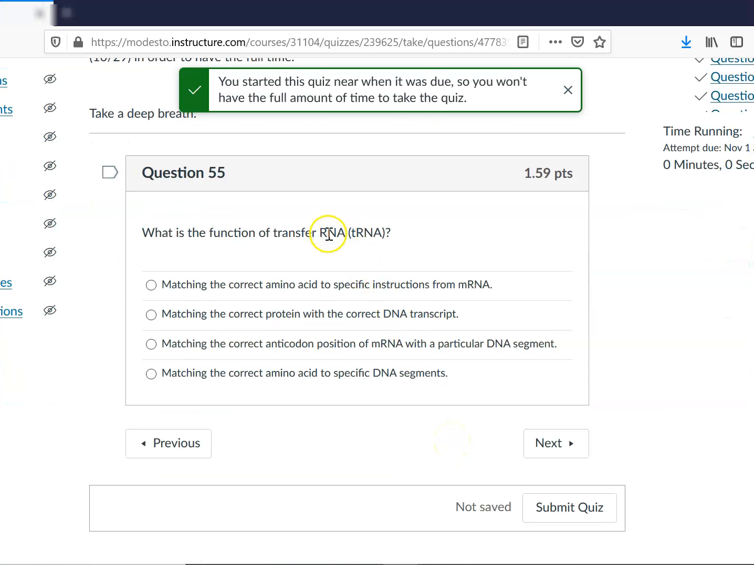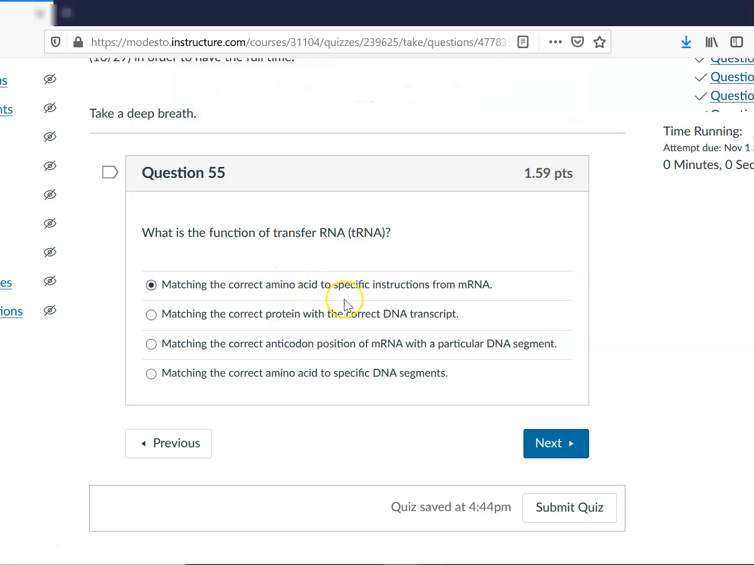What is the function of tRNA? Matching the correct amino acid to specific instructions from the mRNA. Matching the correct protein to the correct DNA transcript? No. Matching the correct anticodon position of mRNA with a particular DNA segment? Absolutely not. Matching the correct amino acid to specific instructions from mRNA? No. That is the answer.